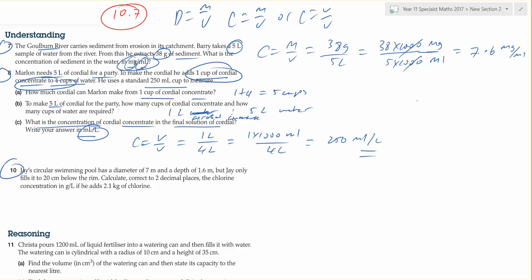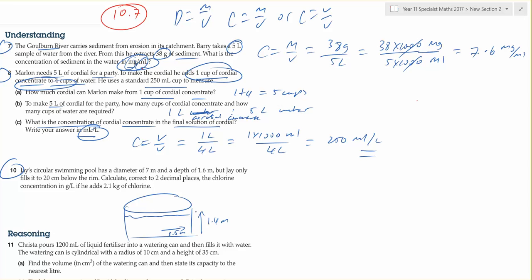We'll look at question 10. J has a circular swimming pool of diameter 7 metres and has a depth of 1.6 metres. Okay, so let's draw a diagram. We've got a swimming pool here, it's circular, and we've got a diameter of 7 metres. So the radius would be 3.5 metres. The depth is 1.6 metres, but J only fills it to 20 centimetres below the rim. So the total height of the cylinder is 1.6, but it's filled 20 centimetres below the rim, which means it's not filled the full way. It's only filled to 1.4 metres.